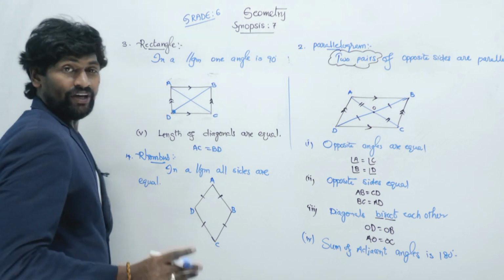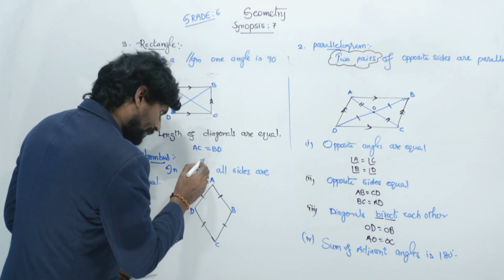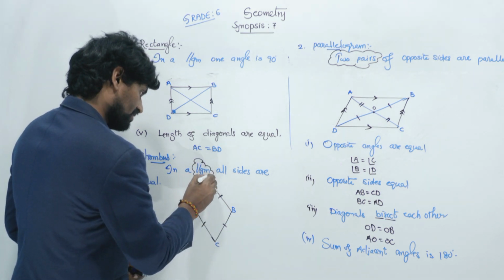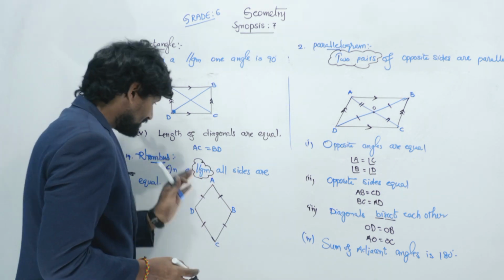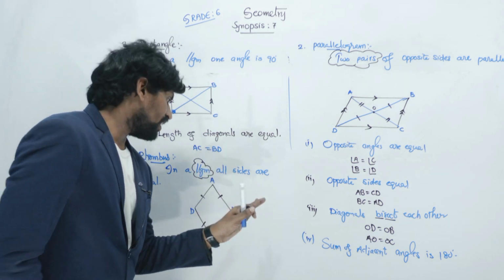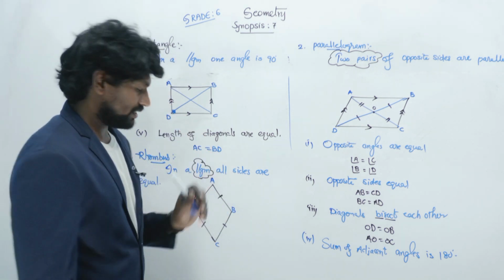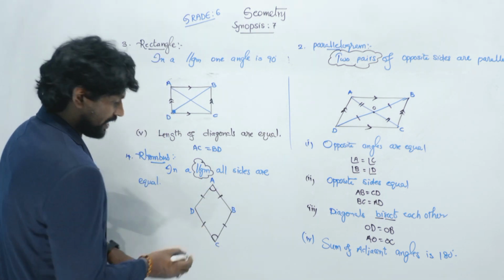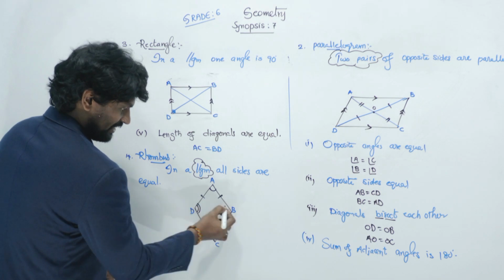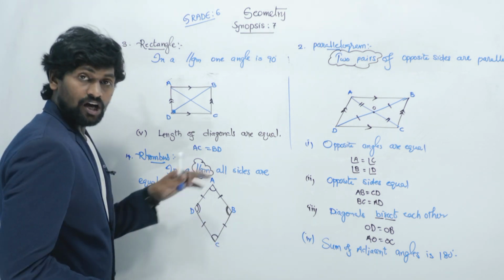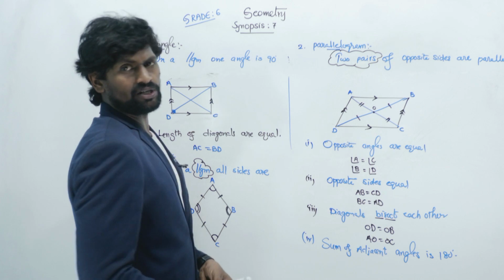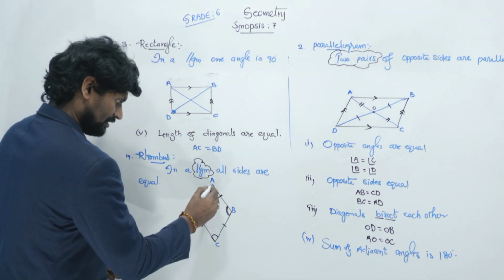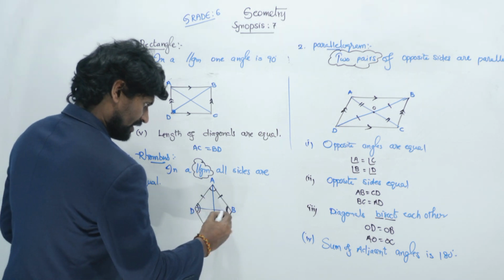In the same way, we are using the word parallelogram while telling the definition of a rhombus. So that means we should consider that all the properties of parallelograms are applicable here. That means opposite angles equal: angle A equals angle C, angle D equals angle B. All sides equal means opposite sides are obviously also equal, and diagonals bisect each other.